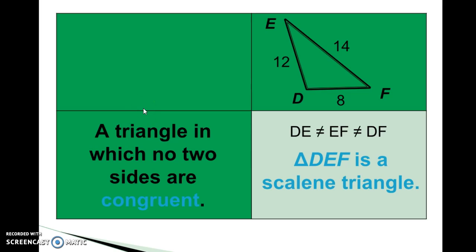The name isn't here, but the name should be a scalene triangle. It is a triangle in which no two sides are congruent. No two sides are congruent. So you have 8, 12, and 14. None of them match. Therefore, triangle DEF is a scalene triangle.